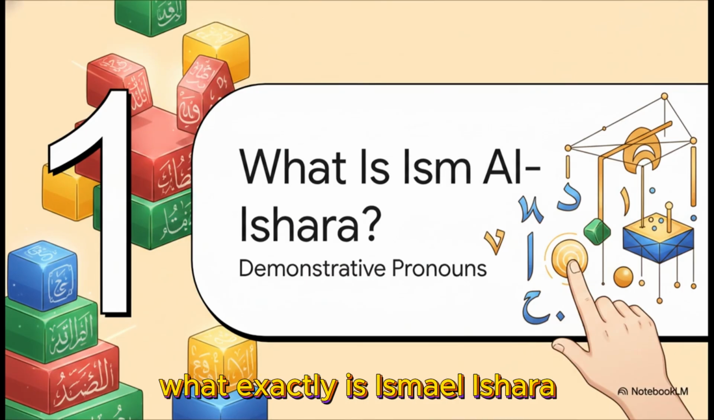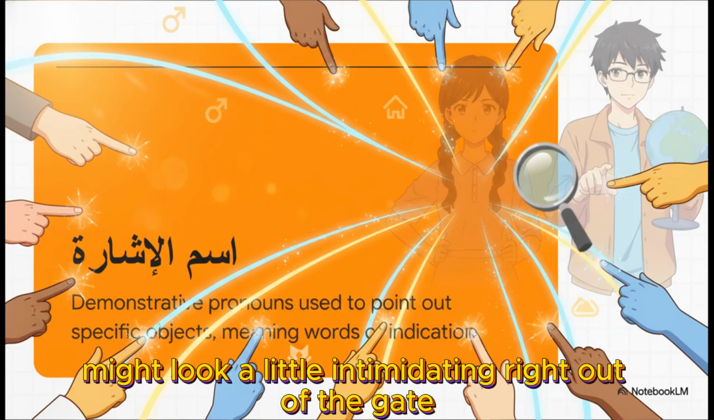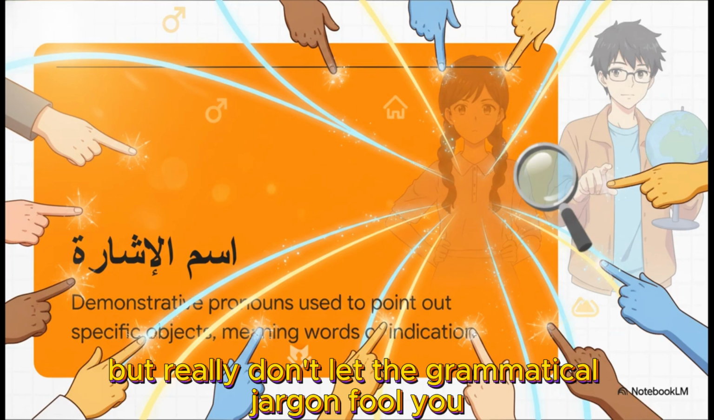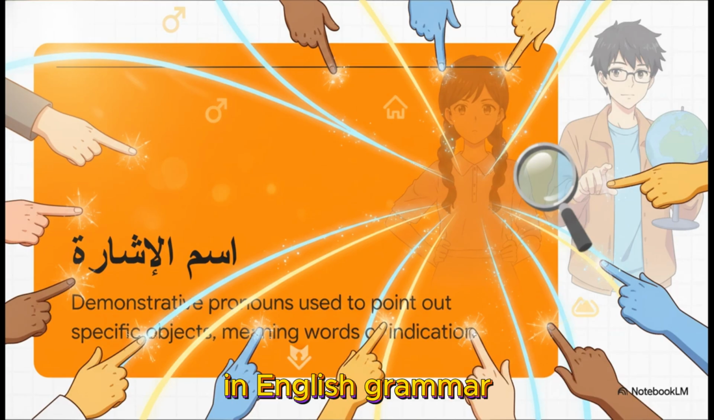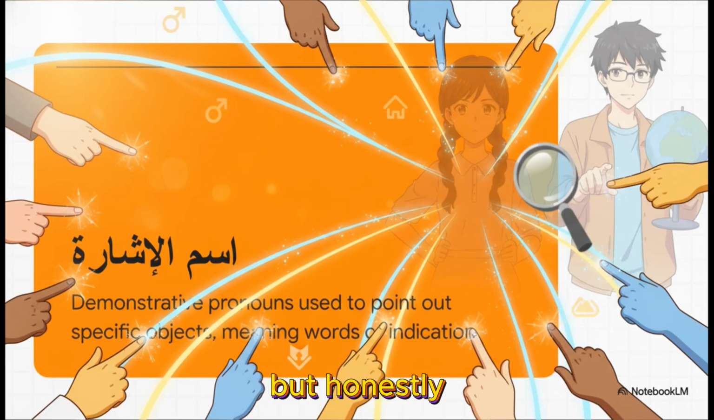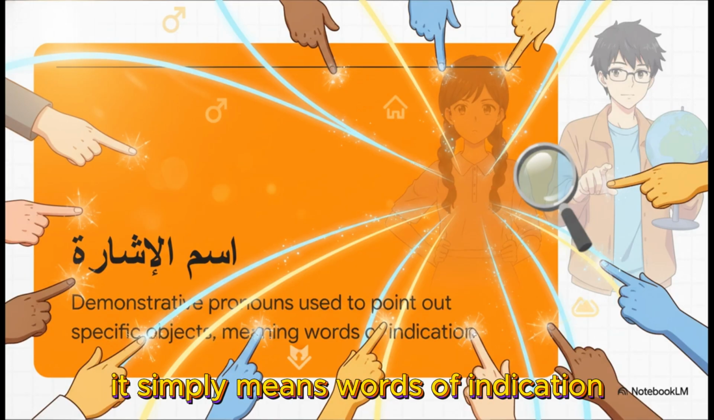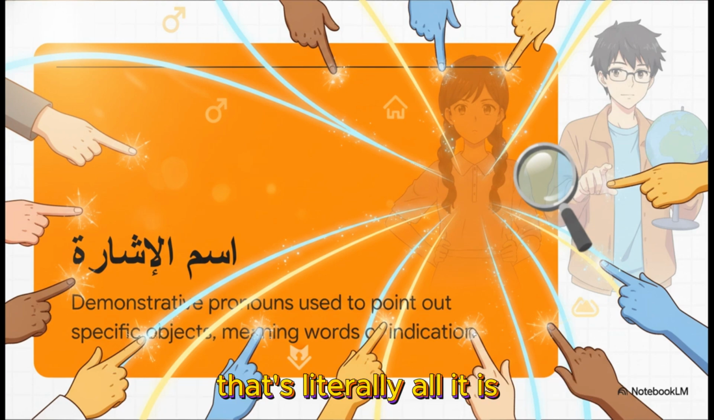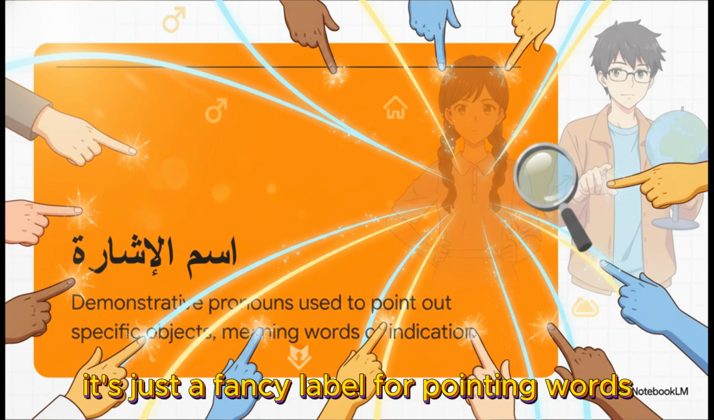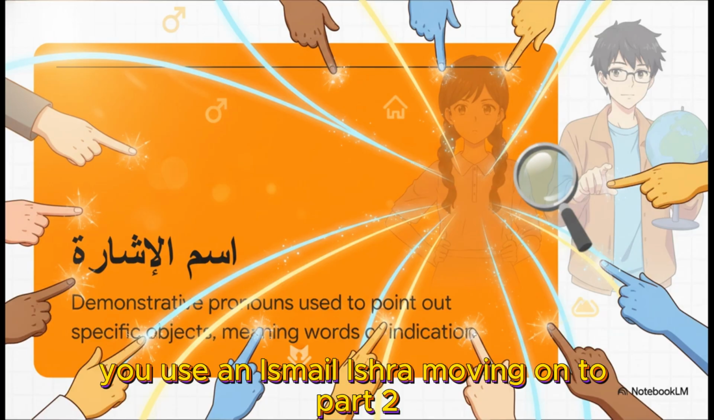What exactly is Ism al-Ishaarah? So the Arabic term Ism al-Ishaarah might look a little intimidating right out of the gate, but really, don't let the grammatical jargon fool you. In English grammar, we just call these demonstrative pronouns. But honestly, I want you to focus on the literal translation here. It simply means words of indication. That's literally all it is. It's just a fancy label for pointing words. Anytime you need to indicate a specific object, boom, you use an Ism al-Ishaarah.